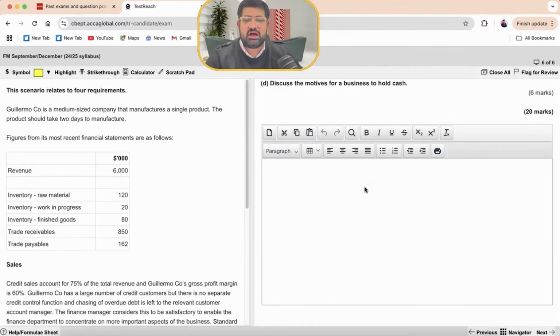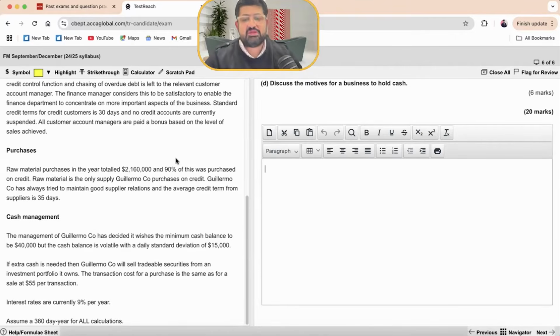Now, this is a generic question: what are the motives for a business to hold cash? So there are 3 motives: transactive motive, speculative motive, and precautionary motive. One by one, we have to explain it for 2 marks.